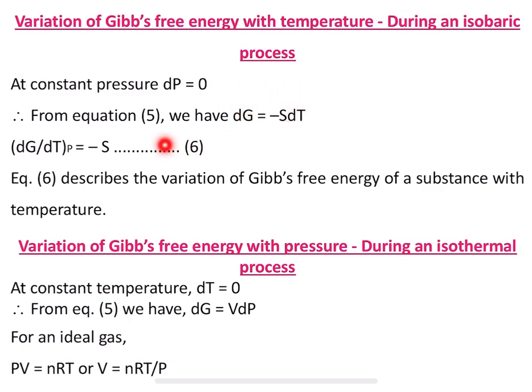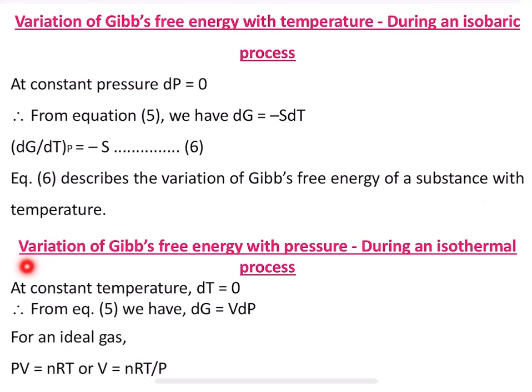Now rearranging this equation, what I am going to get is dG divided by dT at constant pressure, which is equal to minus S. If I write dG divided by dT in bracket, and write P as a subscript, it means that the process is taking place at constant pressure. Let me call this equation number 6, and equation 6 describes the variation of Gibbs free energy of a substance with temperature. So this is the expression.